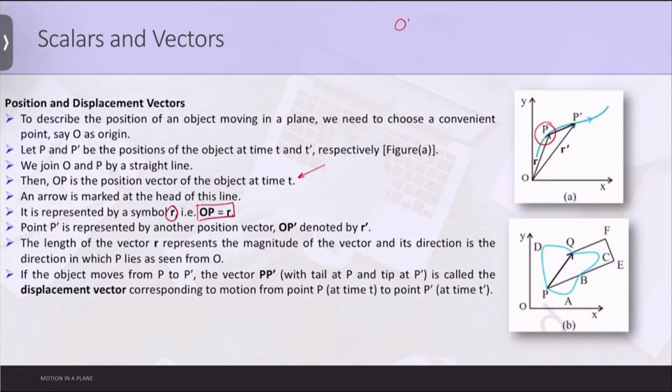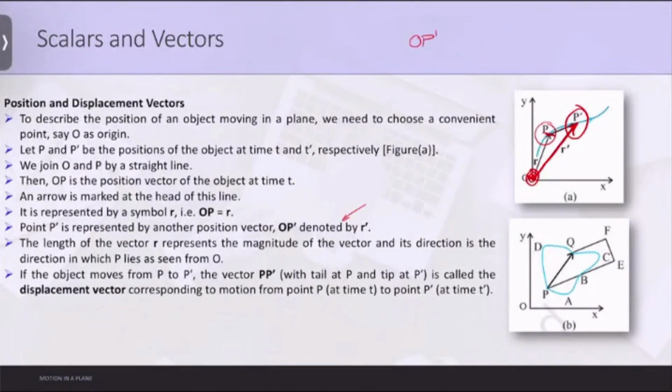So how do we represent it? OP is nothing but R. What is R basically? It will have some magnitude, which is nothing but the length of this line, and a direction, which, let us say, is this. Right now let us understand the direction in graphical form only. Next, point P dash is represented by another position vector OP dash, denoted by R dash. Similarly, from O we went in this direction, with a tail here and a head here, and again we can write that OP dash is equal to R dash.